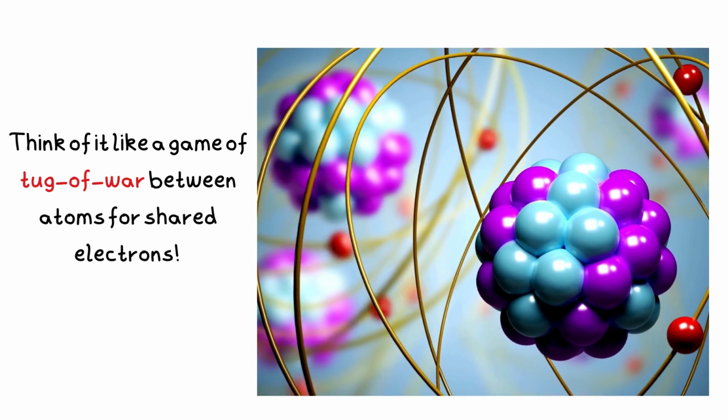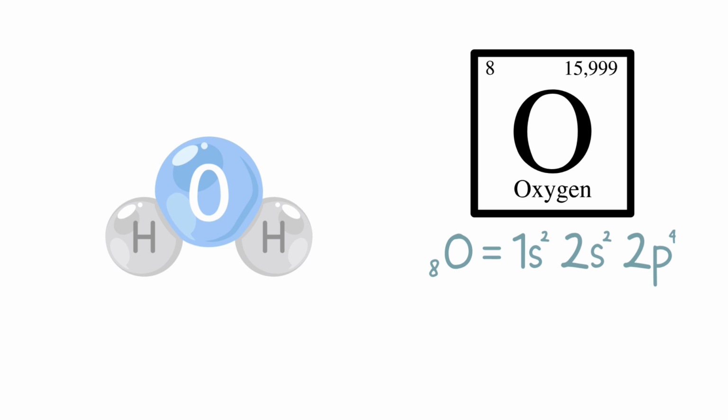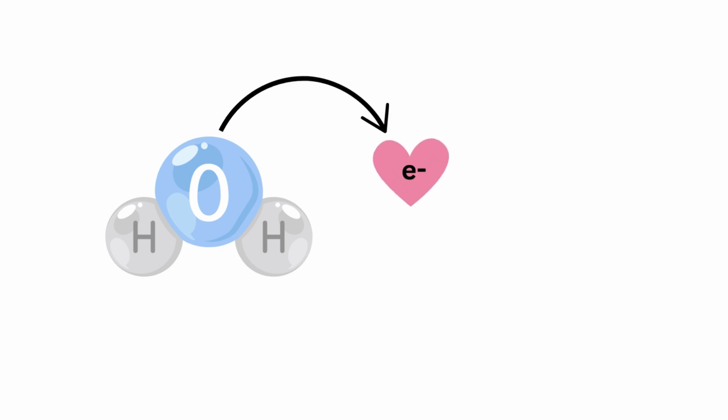Let's look at it with an example of a water molecule. Water has one oxygen and two hydrogens that are involved in a chemical bond. Oxygen has an electronic configuration of 2s2 2p4. That means it has 6 electrons in its outer shell, and it needs 2 more electrons to complete the octet and attain stability. So oxygen is desperately in love with electrons.